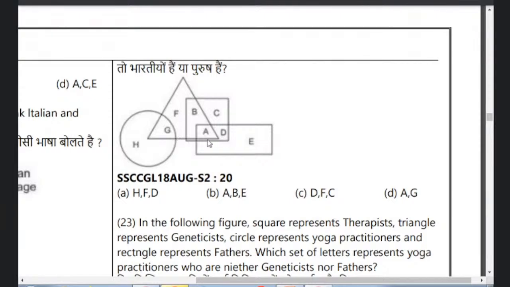So who lies in the triangle, and who lies in the circle? G. Who lies in the rectangle? A. So our option is G and A. Okay.